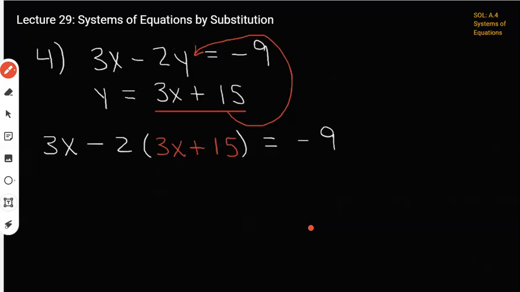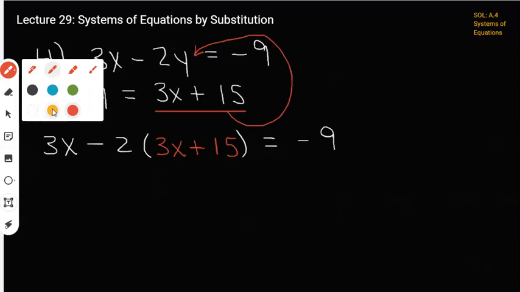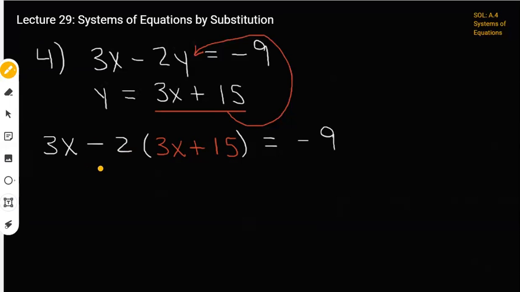So now what I'm going to do is underline the negative 2 and multiply it by everything on the inside. And you'll see what I mean by that. So I'm going to change to yellow, underline the negative 2, make sure you get that negative sign with it. And I'm going to multiply it by the 3x and the 15. Distributive property again, right?